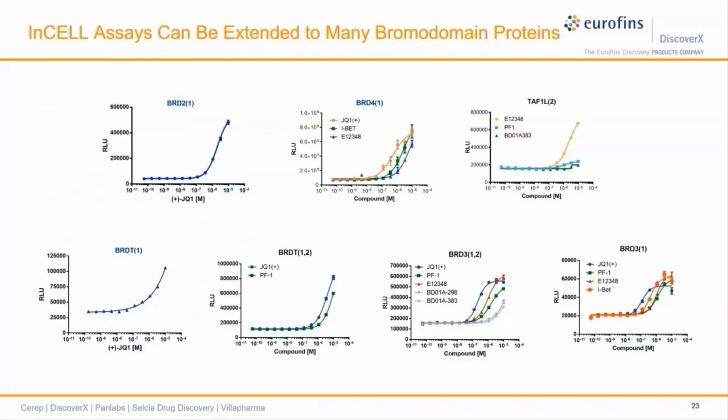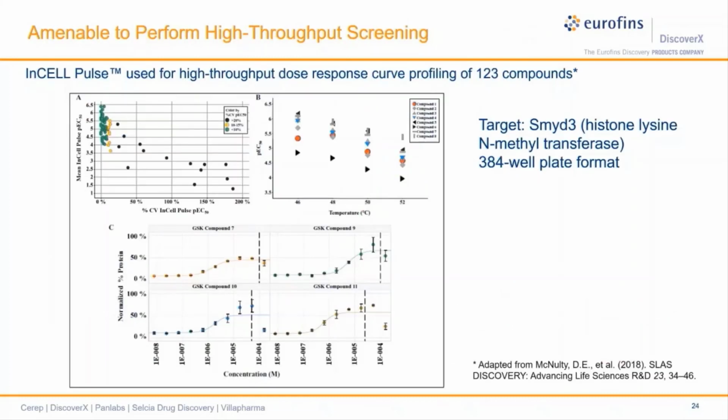At DiscoverX, we are making an effort to cover all bromoproteins. Here are a few more examples of the more than 30 bromodomain protein InCELL assay cell lines we have available. So InCELL assays let you cover proteins from many classes and allow coverage deep within a protein class of interest. Owing to the simple workflow and excellent data quality, InCELL Pulse assays are highly amenable to high-throughput compound profiling and library screening.